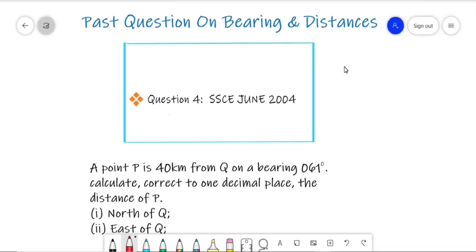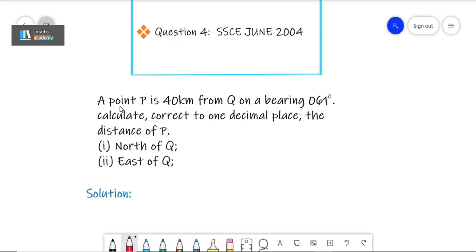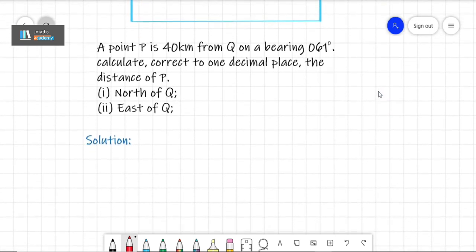Welcome. Today we'll solve question 4 from SSC June 2004. Our question says a point P is 40 kilometers from Q on a bearing of 61 degrees. We are asked to calculate, correct to one decimal place, the distance of P, (i) north of Q, (ii) east of Q. Now let's solve this question.